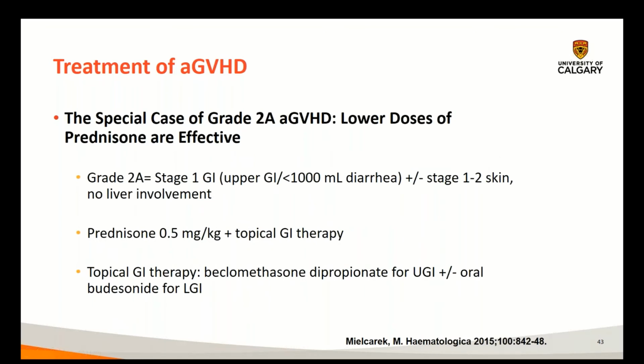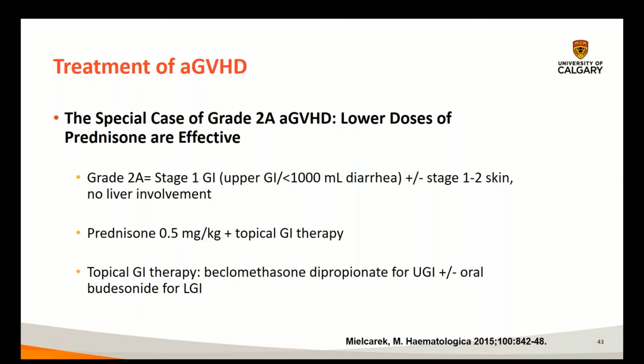Grade 2A acute graft versus host disease, which I will define for you in a second, is a little bit of a special case. What grade 2A refers to is early involvement of the GI tract. So stage 1, specifically involvement of the GI tract. That would either be upper GI involvement or lower GI involvement with less than 1 liter of diarrhea per day. You could also, in conjunction, have stage 1 or 2 skin involvement, but specifically no liver involvement. So this combination has been recently referred to as grade 2A acute graft versus host disease.